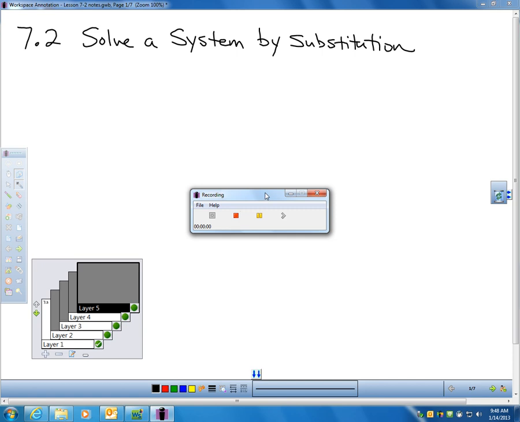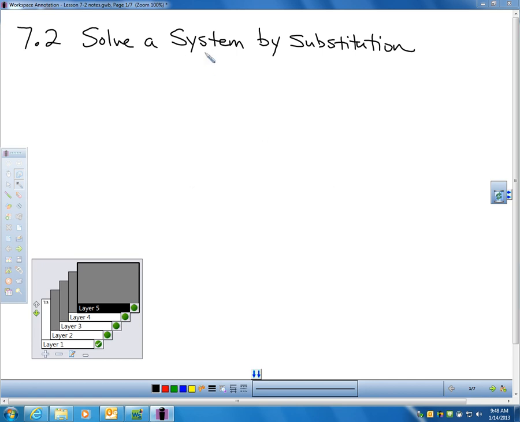This is section 7.2, and in this section we're going to solve linear systems by substitution. Now you remember, we watched a video yesterday, and in that video we learned what a system was. A system of equations, remember, is when you have two or more linear equations with the same variables. And to solve a system, you're trying to find what's the ordered pair that you can plug into each system that will satisfy each at the same time.